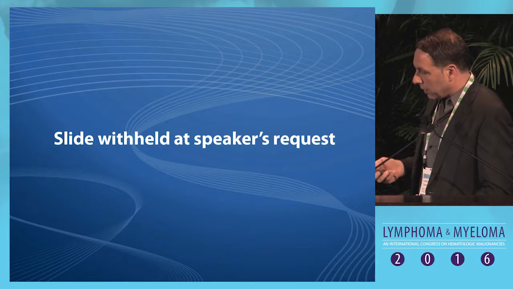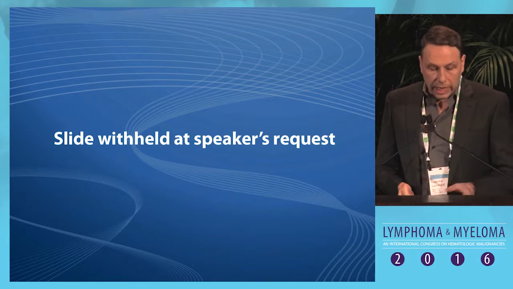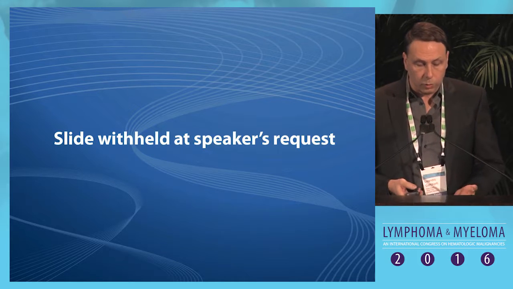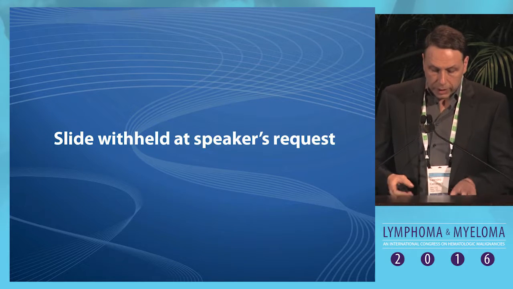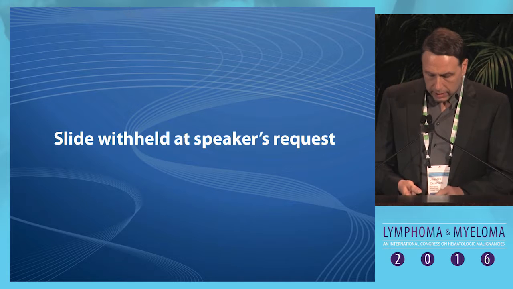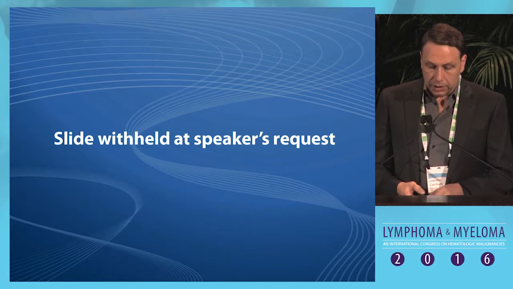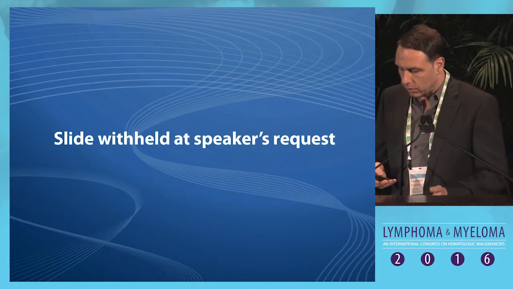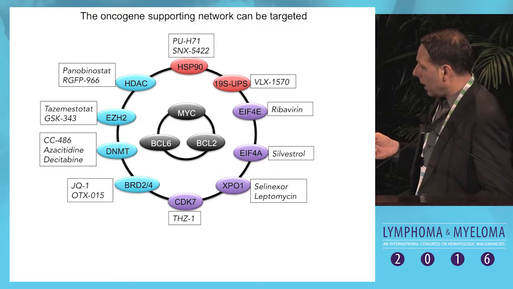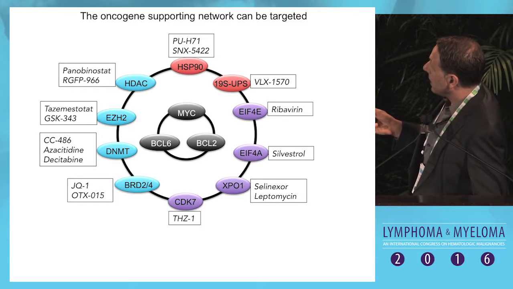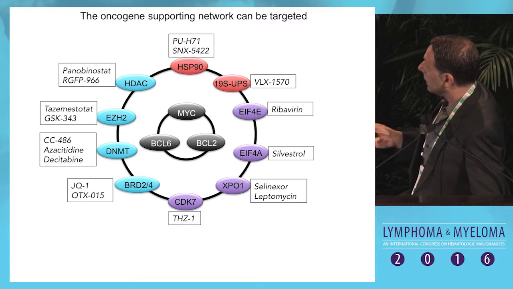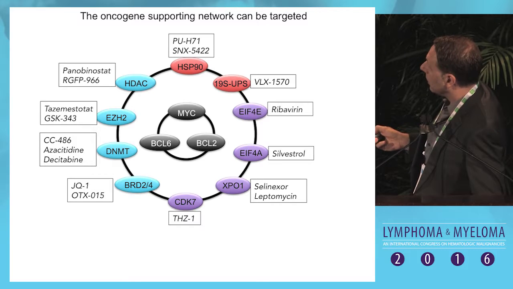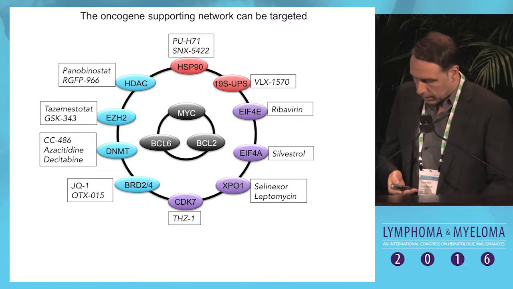So we think that an idea would be to target the oncogene supporting network to simultaneously weaken several pathways at once, and that will eventually improve the activity of oncogene-directed therapies and avoid the problem of resistance and oncogene switching. So there are several drugs that we are studying in the lab that will target all these different supporting networks of proteins. I will mention just HSP90 inhibitors, PU-H71, to start.